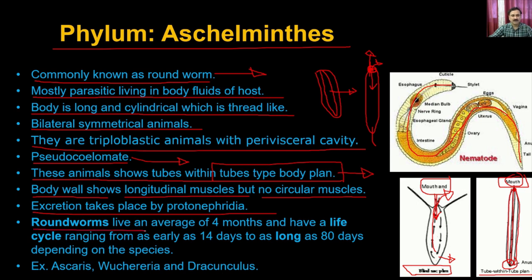The roundworms live on average 4 months and have a life cycle ranging from as early as 14 days to as long as 80 days, depending on the species. So they have an average lifespan of 4 months, where some members may have a lifespan of 14 days, whereas some may have a lifespan of 80 days. The classical examples are Ascaris, Wuchereria, and Dracunculus.